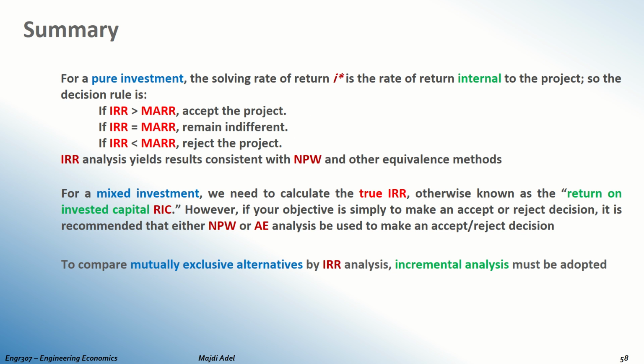For a pure investment, we simply compare the internal rate of return versus MARR. If it's greater than MARR, accept. Less than MARR, reject the project. For mixed investments, we need to calculate the true rate of return, or the return on invested capital, and apply the same rule as pure investments, but this time we compare RIC with MARR. And for mutually exclusive alternatives, we do incremental analysis and calculate the internal rate of return of the incremental cash flow and compare it with the minimum attractive rate of return.